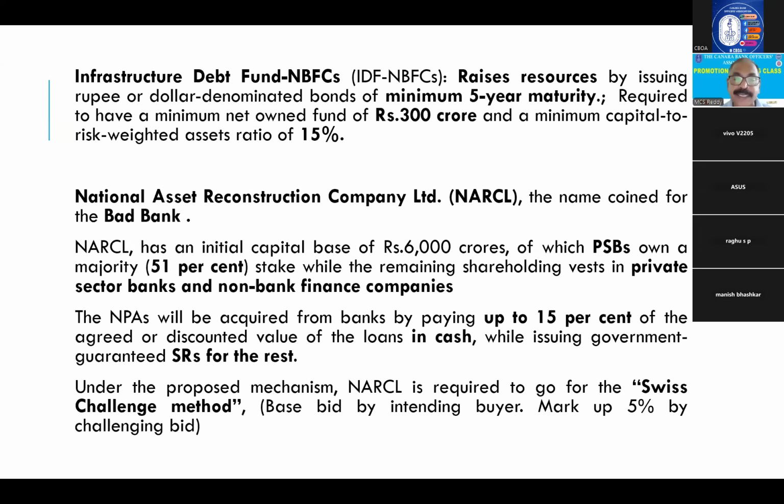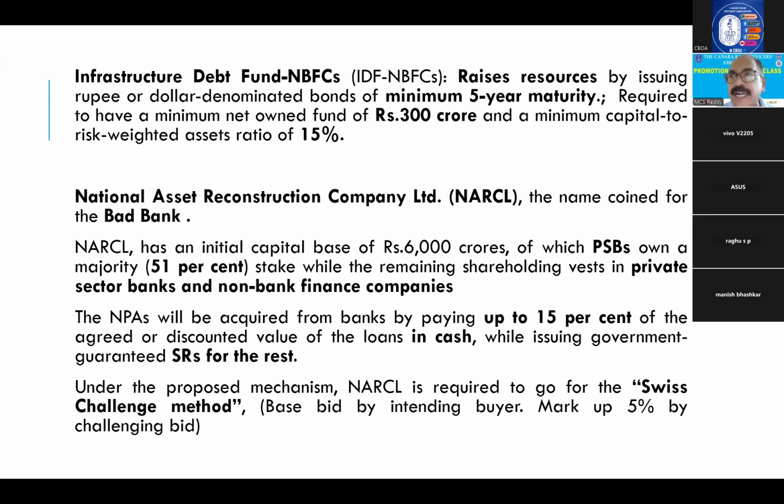Under the proposed mechanism, NARCL is required to go for the Swiss challenge method. What is the Swiss challenge method? I will tell you, because subsequently in our policy also, the Swiss challenge method will come. Say our loan of 100 crores is our NPA, and the security you have is 100 crores. First, we will offer this to one ARC, because now 2-3 ARCs are there. One ARC will come and give you a quotation: sir, I will buy it for 80 crores. This is called the base bid, because one person who is ready to purchase has already given his quotation for 80 crores.